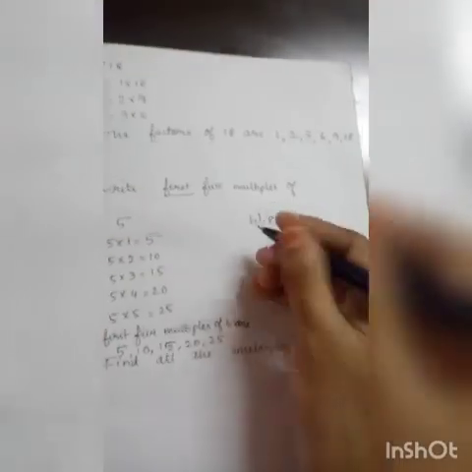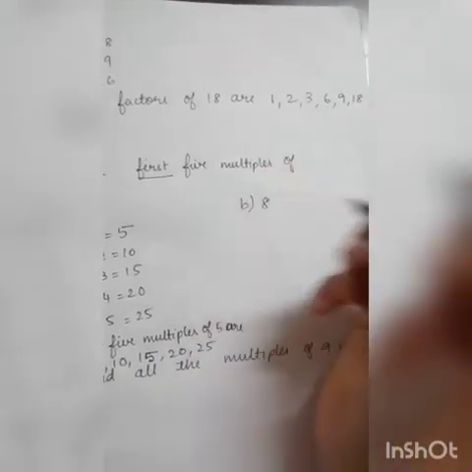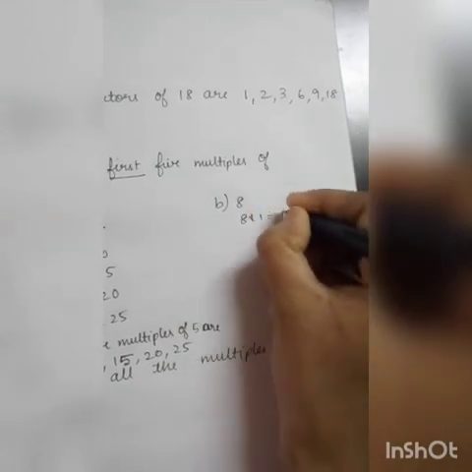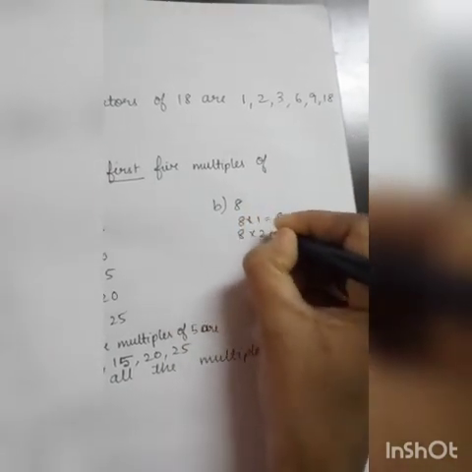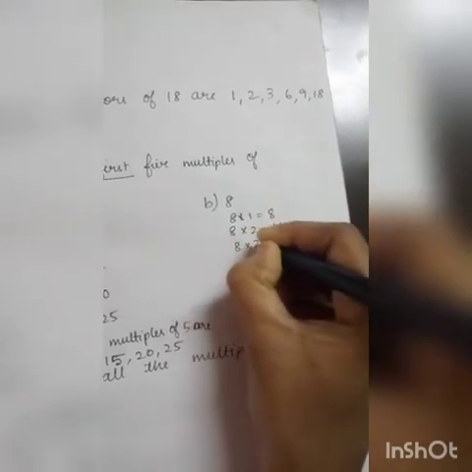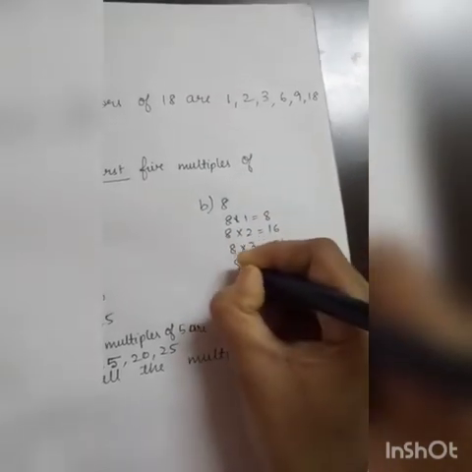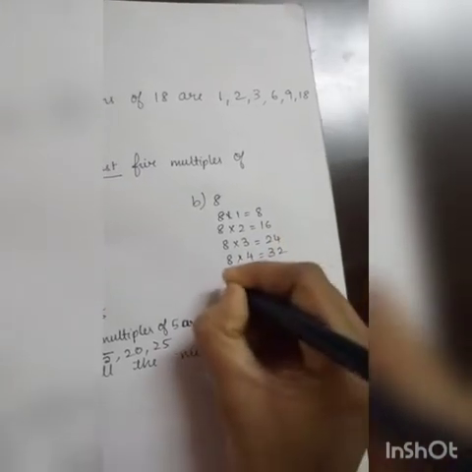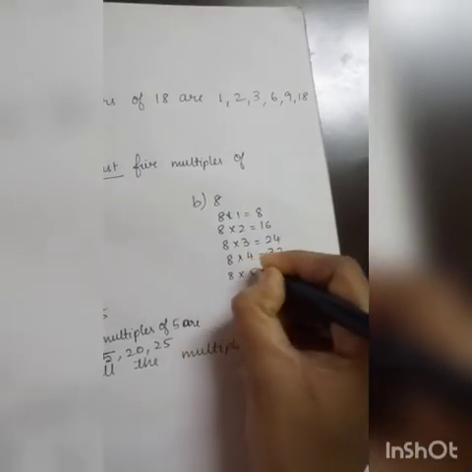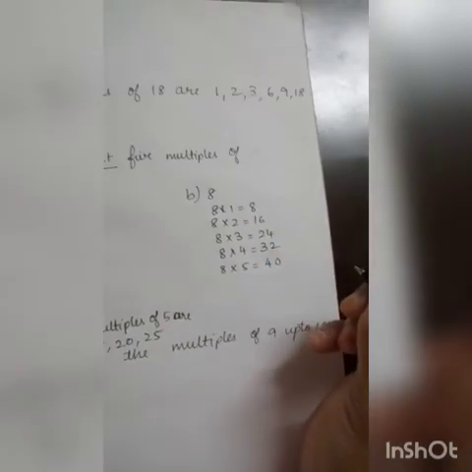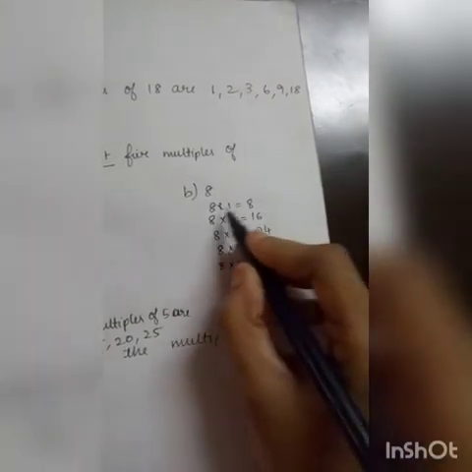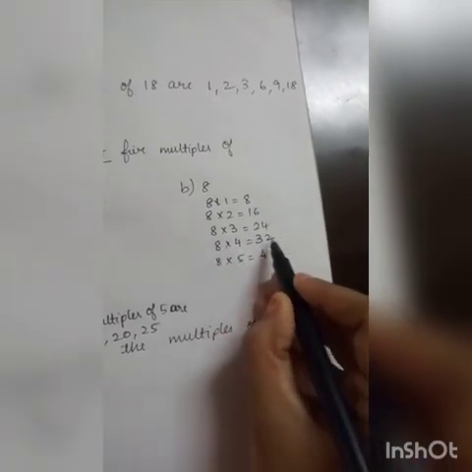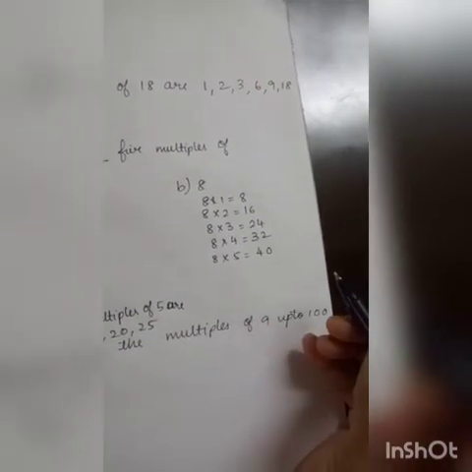Okay. Next, 8th. Find the first 5 multiples of 8. So what will you do? 8 ones are 8. 8 twos are 16. 8 threes are 24. 8 fours are 32. 8 fives are 40. Okay, so what are the multiples? 8, 16, 24, 32, 40.